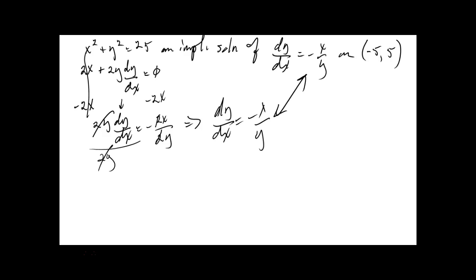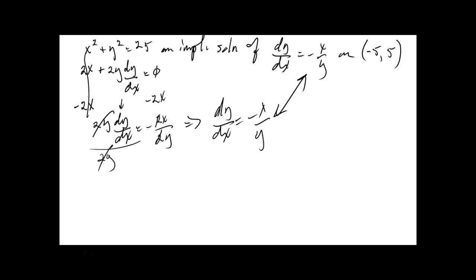Okay? But it can't even be x equal negative 5. If x were equal to negative 5, then that would be 25 plus y squared is equal to 25. Then y squared would be 0. So y would be 0.